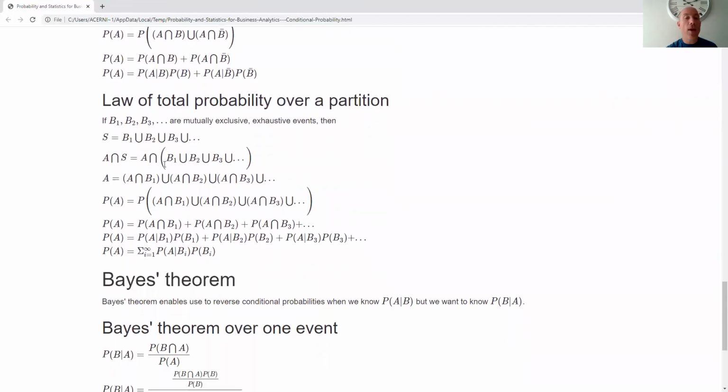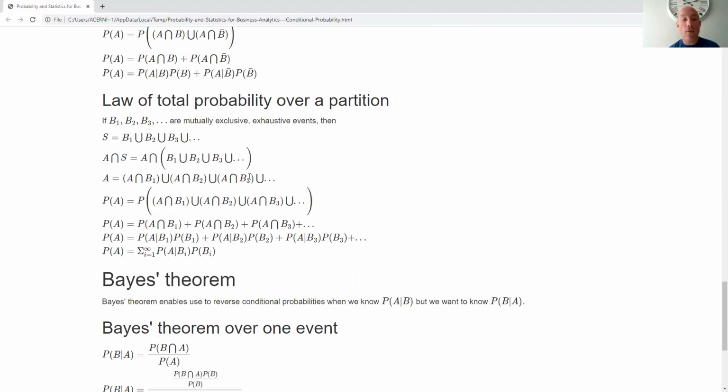Now, this is when I just have one event partitioning the sample space into B or not B. If I want to do it over a partition of the data set, remember, a partition is mutually exclusive and exhaustive over the entire sample space, then we go through something very similar. I know that S is equal to the union of all the B's. Then A intersect S is A intersect the union of the partition. I distribute the intersection across all the B's using the distributive property.